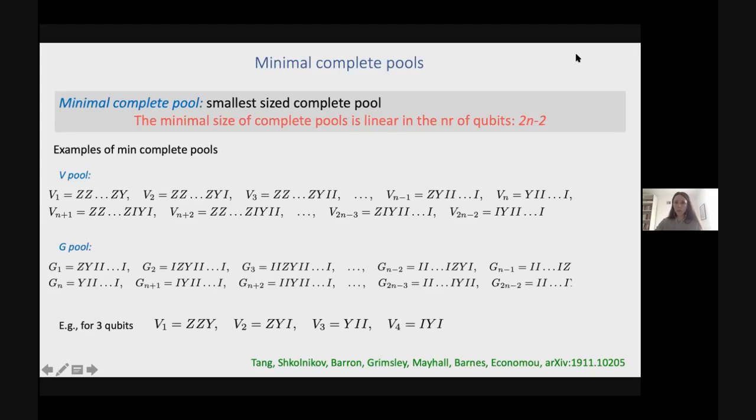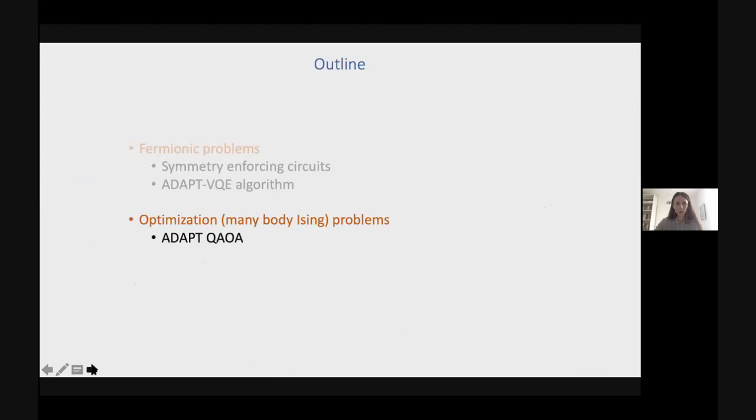And we have proven that the scaling is just linear, which is a really nice result. It's basically as good as we could have hoped for. And we have also a constructive approach of creating minimal complete pools. And I don't have time to go into the proof, but it's in this paper, and it's due to my postdoc, Vlad Shkolnikov.